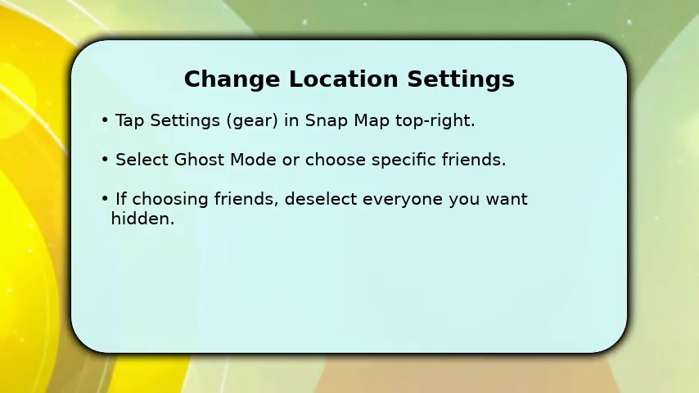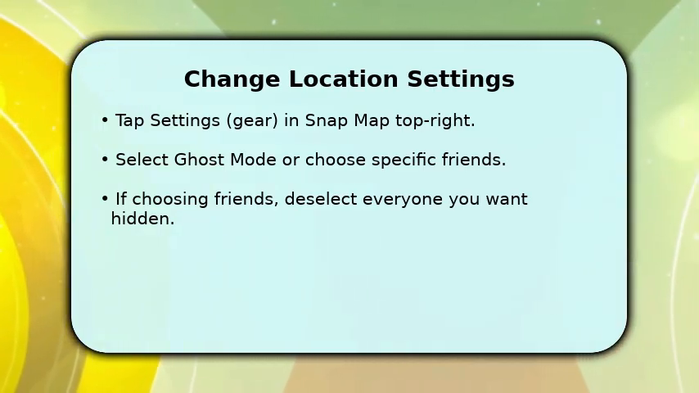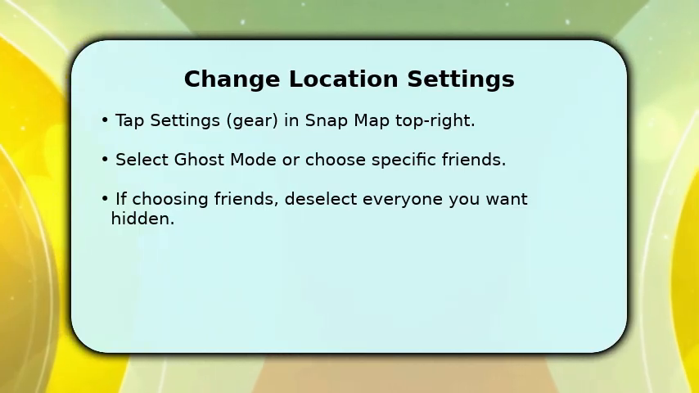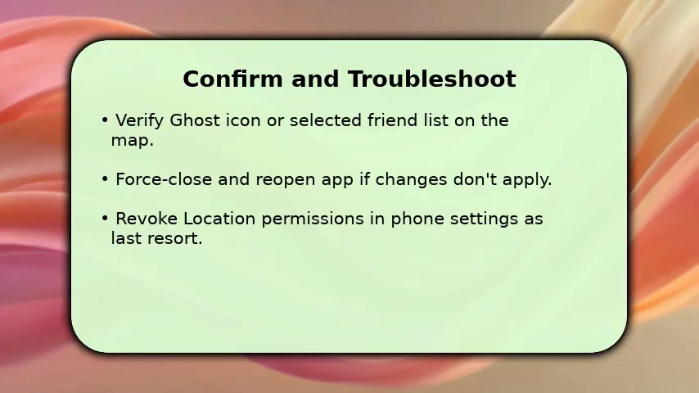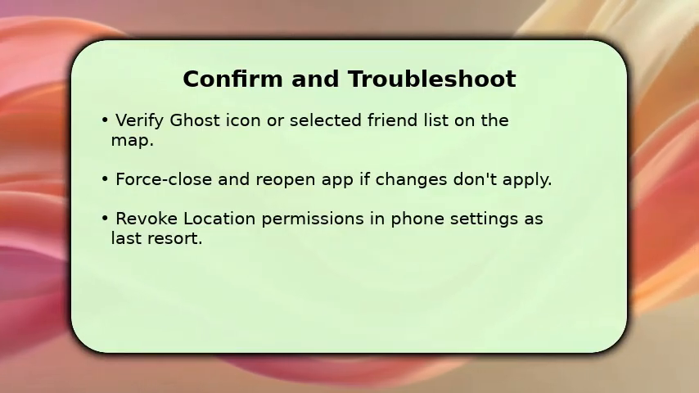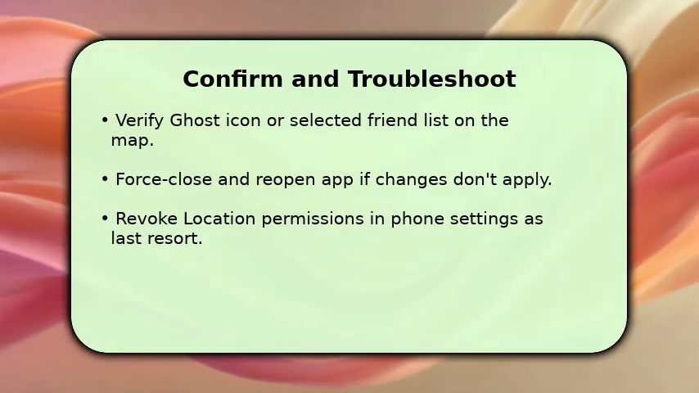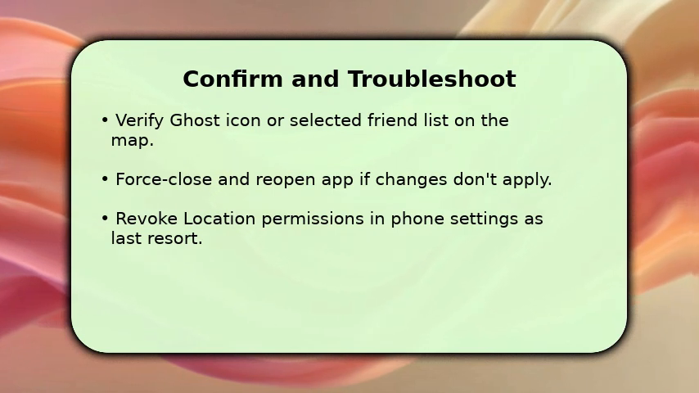Once you've updated the selections, confirm by tapping Done or the back arrow. The map reflects changes right away, so you'll know it worked. Finally, confirm your choice by looking for the Ghost Mode icon or by checking the friends list on Snap Map. Your bit of privacy should show immediately.